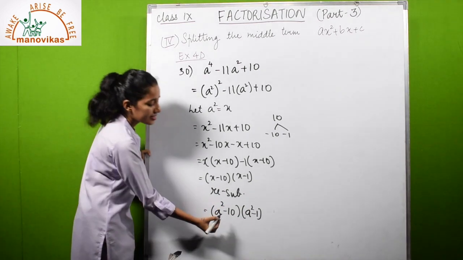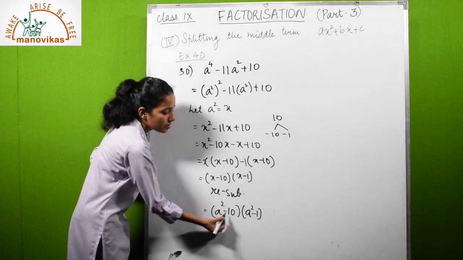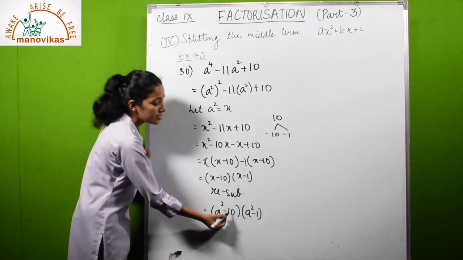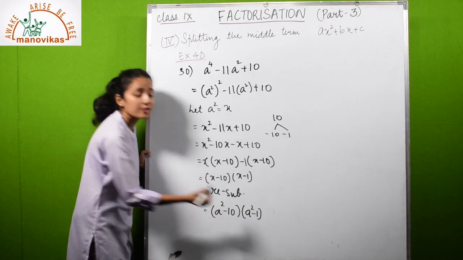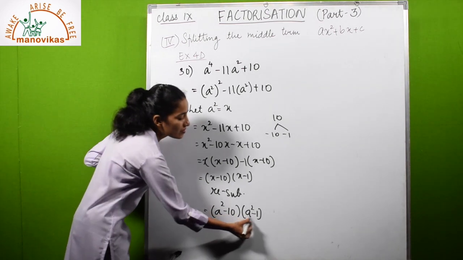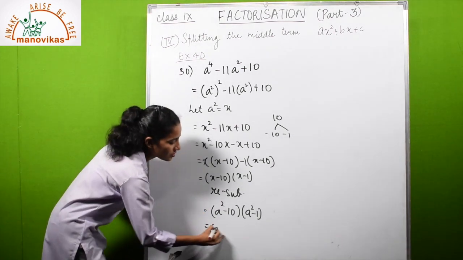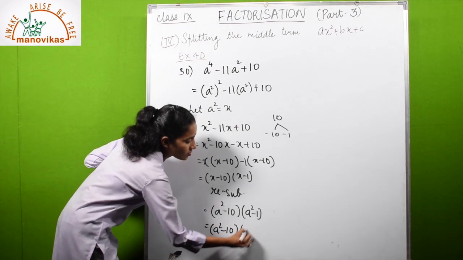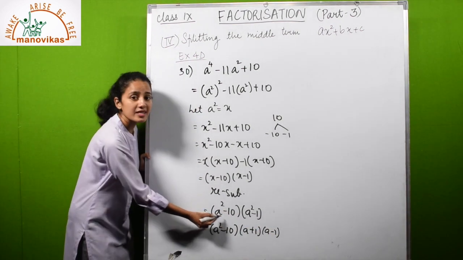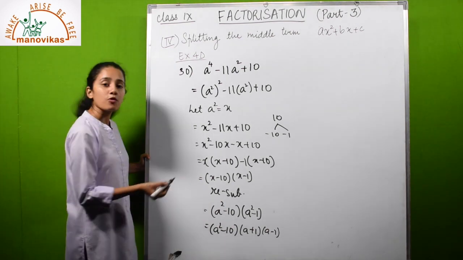Now note that this is the difference of squares identity. Over here there is a 10 and there is 1 here. Since 1 can be written as a square of a natural number, we will be only expanding this, and this you leave as it is. So this will be a square minus 10, and this will be a plus 1 and a minus 1. We are leaving this as it is because 10 cannot be written as a square of a whole number.